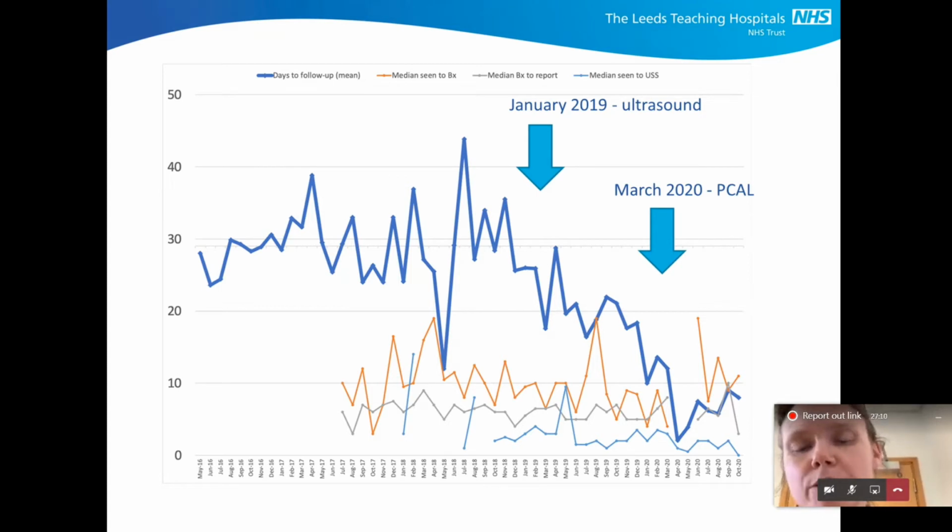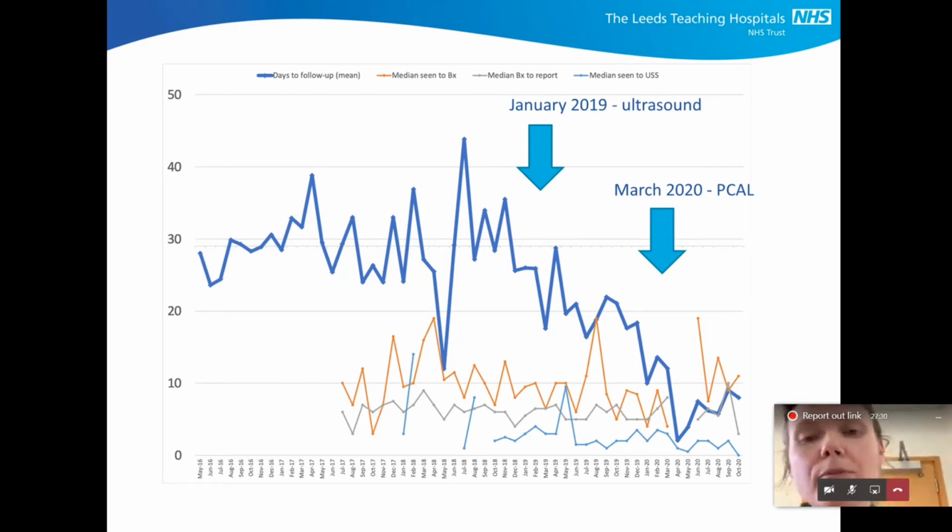However, there was a bit of coordination needed because patients would be presenting up at the St James's site, but the decision was being made by consultants at Chapel Allerton, which is where most of us work most of the time. So then we introduced our PCAL pathway, which was more of a one-stop shop at Chapel Allerton from March 2020, and then the time to decision came right down.